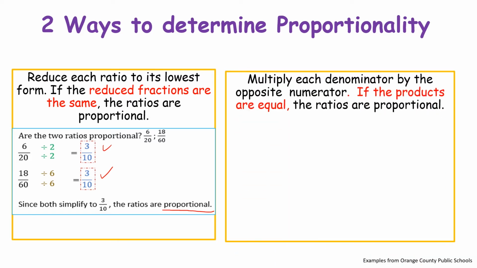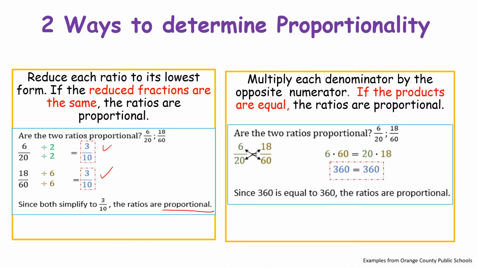Another way is to multiply each denominator by the opposite numerator. This is also known as cross multiplication. If the products are equal, the ratios are proportional. So we have an example here of the same ratios. If we cross multiply, we get 360 for each answer, and so this tells us that the ratios are also proportional.